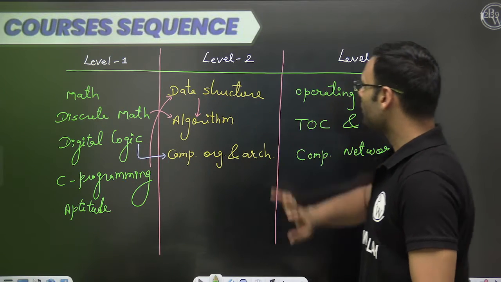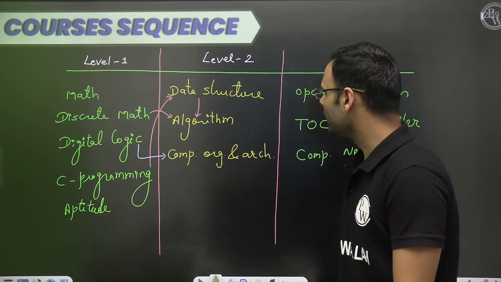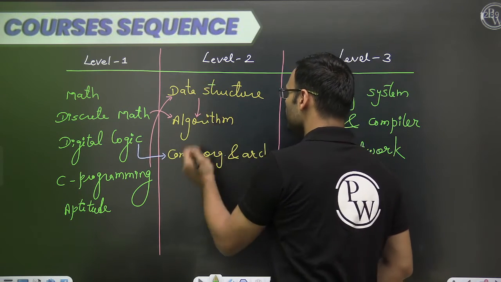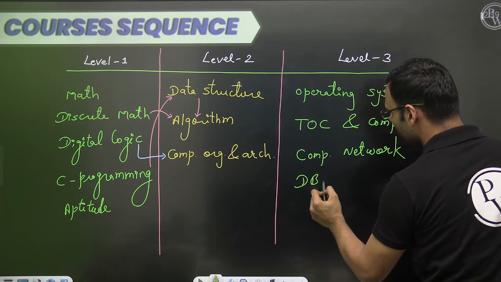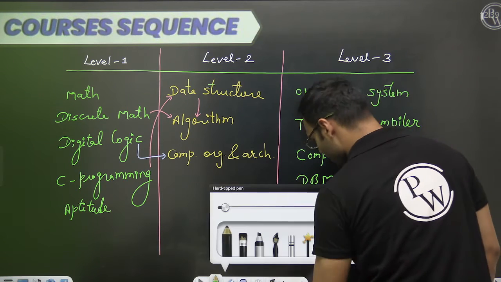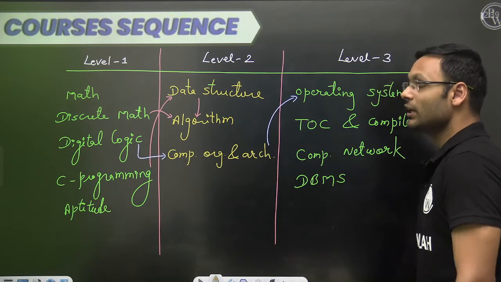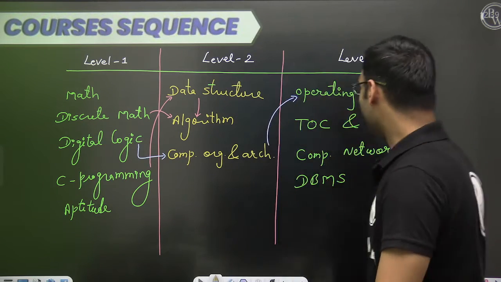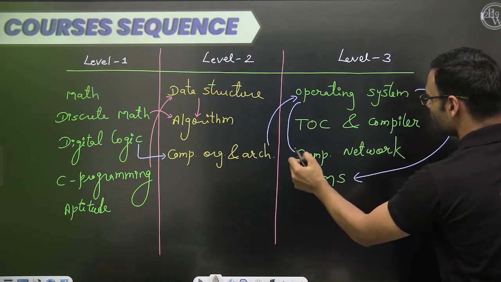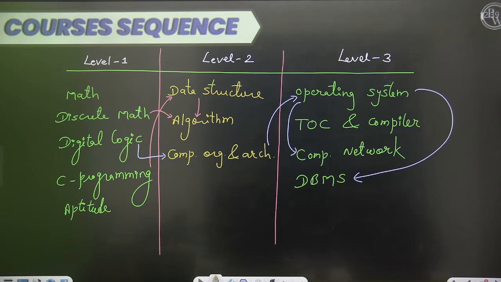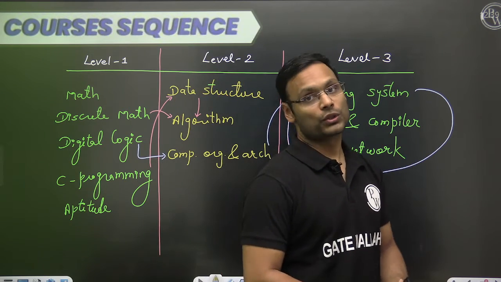Then next, level number 2. You can learn it in any sequence, but yes, I would like you to study data structure and algorithm first, and after that only go for computer organization and architecture. Then computer network, and last you have DBMS, database management system. There is another prerequisite here, COA. After COA only you study OS, you will learn better. And after operating system only you go for computer network also. You will have a lot of understanding and better learning of the courses.